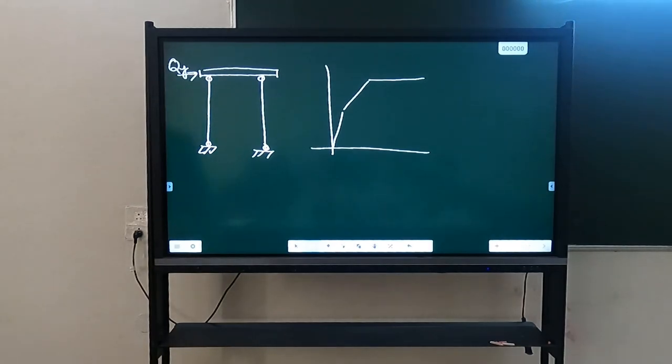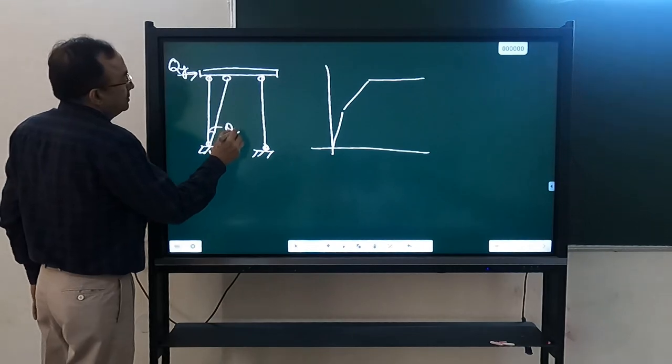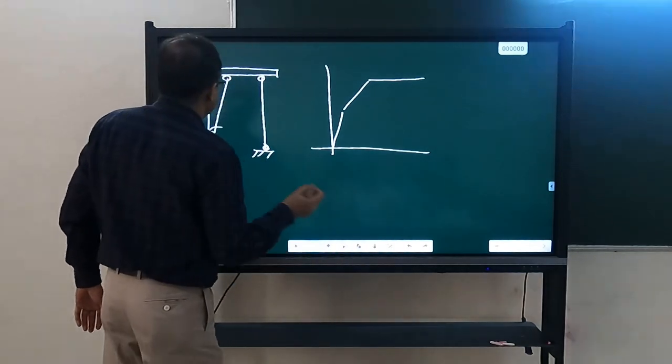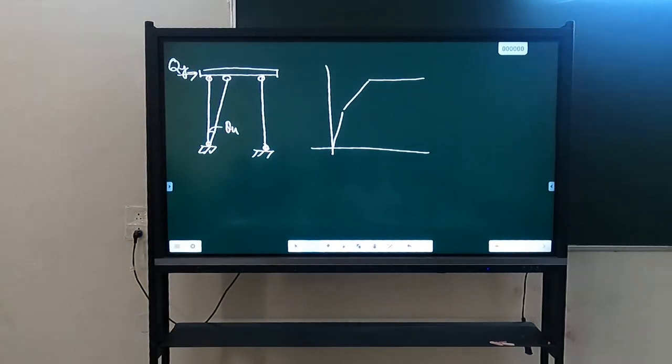When will the failure occur? When some member here will not be able to resist any load. When will that happen? When maybe here or somewhere this reaches theta u. When it reaches theta u, then the failure will occur. So first yielding will occur, then yielding will occur at some other point, then it will become a mechanism. And then at some point in the structure it will reach theta u, which means it has failed.